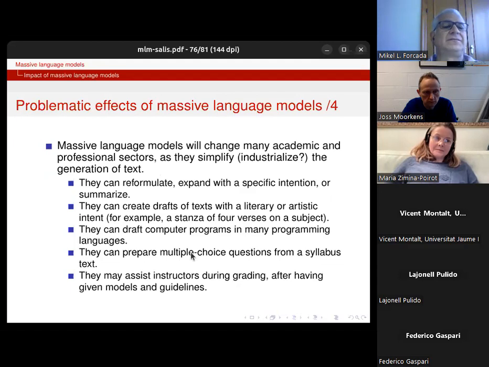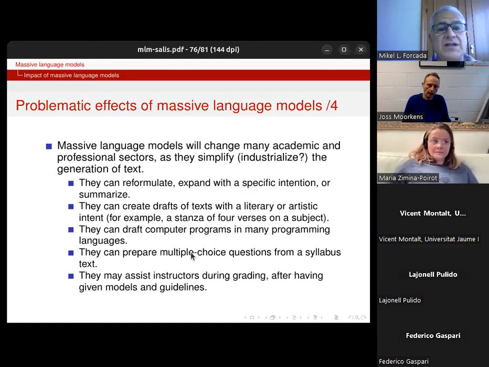And as I said, massive language models will change many academic and professional sectors as they simplify or industrialize the generation of text, because they can reformulate, expand with some intention, and summarize text. They can create drafts of text with a literary or artistic intent. You can ask it to write a four-verse stanza on a subject, and it will come up with one. They can draft computer programs in many programming languages.